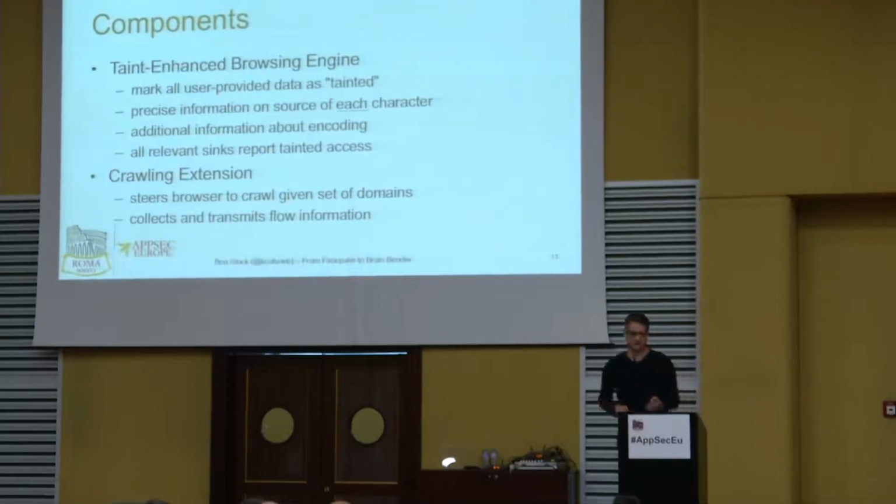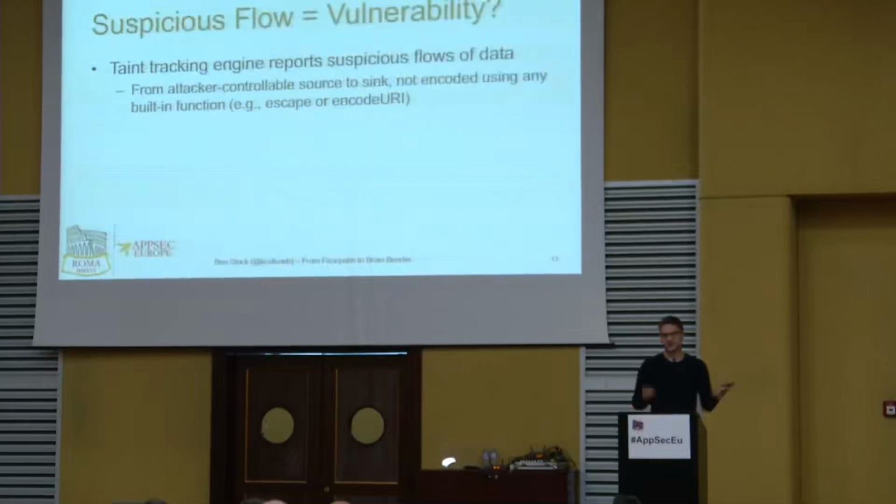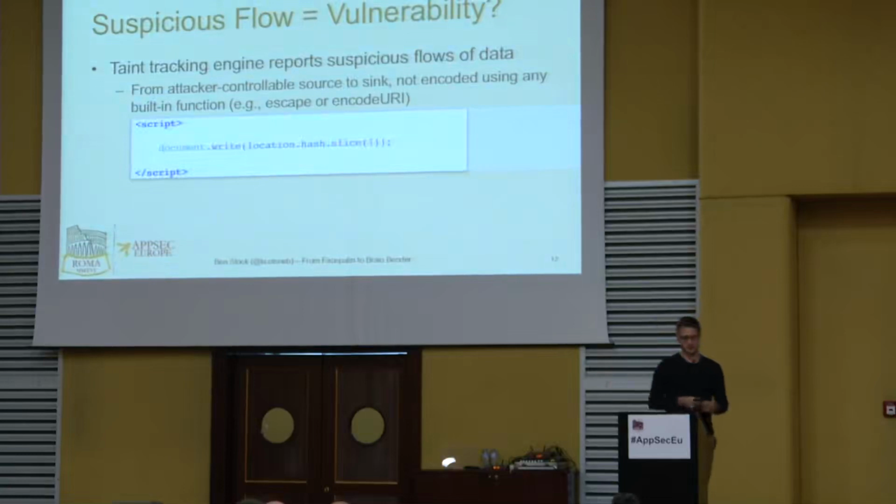So this now leads us to a situation where this taint tracking engine reports a number of what we call suspicious data flows. So they are from attacker-controllable sources to a security-critical sink, not encoded in any manner. So this sounds exploitable, right? And what we would see if this JavaScript code was executed and we visited a site where we set the hash to ABCD, we would see a data flow to document.write, which is completely unescaped. It's just ABCD. This is what we would see in our backend.